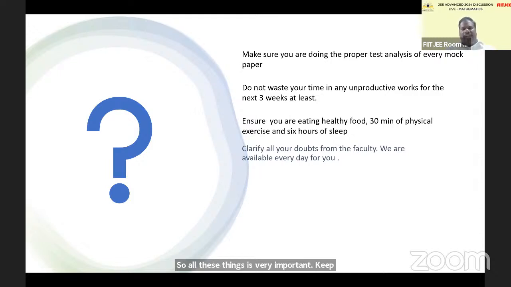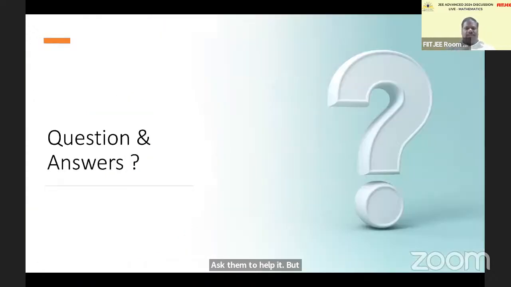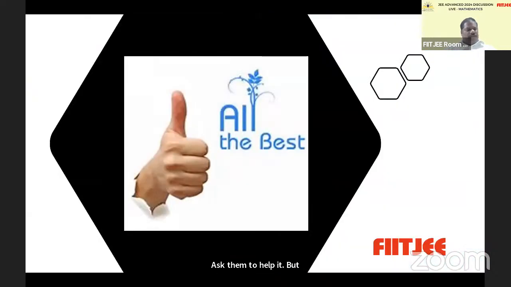Keep on asking your available faculties. If you're not connected with FIITJEE, you can ask your teachers in school to help. But do a lot of practice. It is important. So that's how it goes. All the best to the students who are preparing for the coming years, JEE 2025 and 2026.